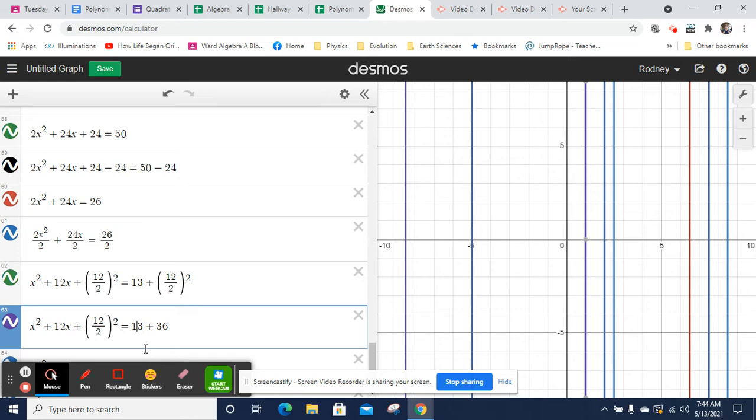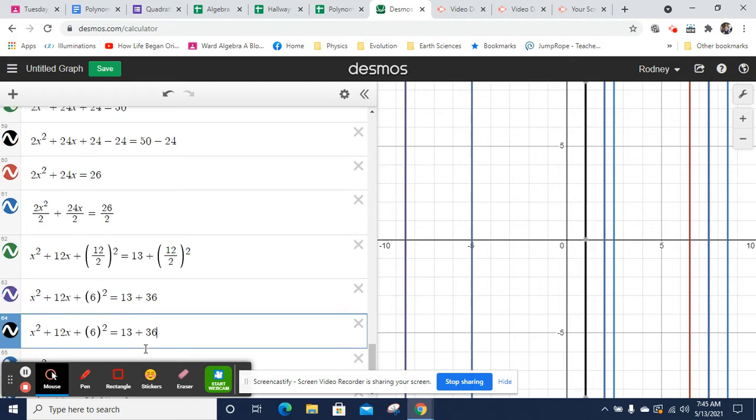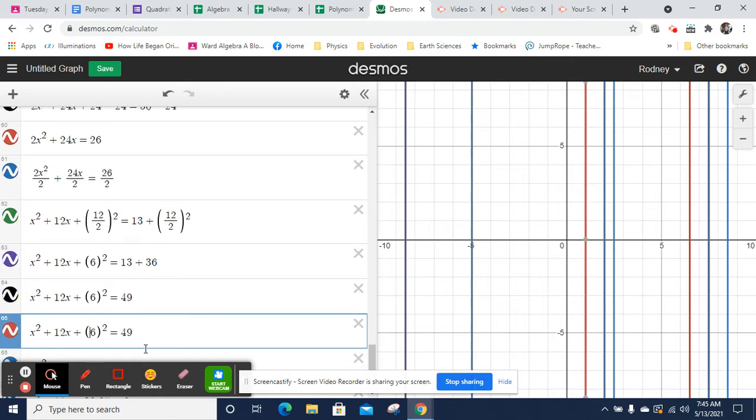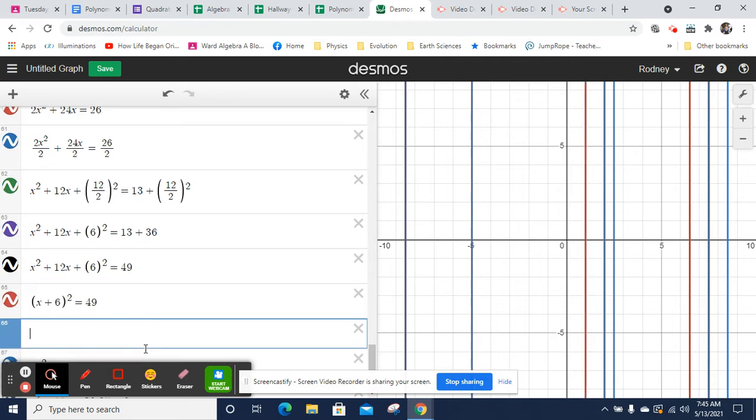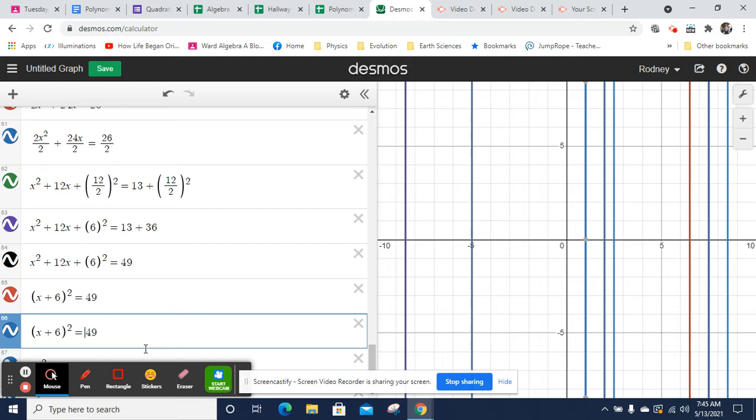On the left side, I'm just going to clean up what's inside the parentheses because it'll be useful for me to have that as a note later. Now 13 plus 36 is going to be 49. And then let's see. We can do the next step, which is to factor the left side, which is just going to be x plus 6 squared.